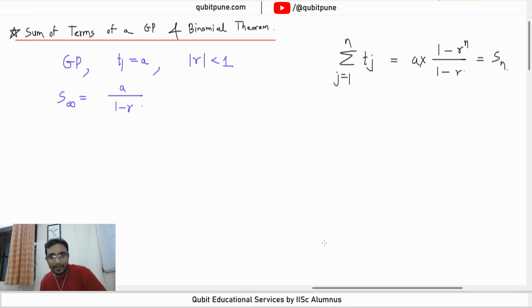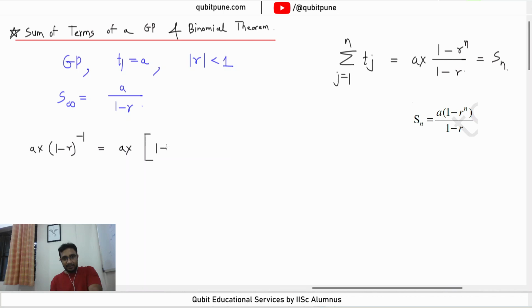If r is in between minus 1 and 1, its higher and higher powers are going to diminish very fast. That makes r raised to n zero, so 1 minus r raised to n becomes 1, and S infinity is a upon 1 minus r. Now suppose I ask you to expand 1 minus r raised to negative 1 using binomial theorem. What does it say?